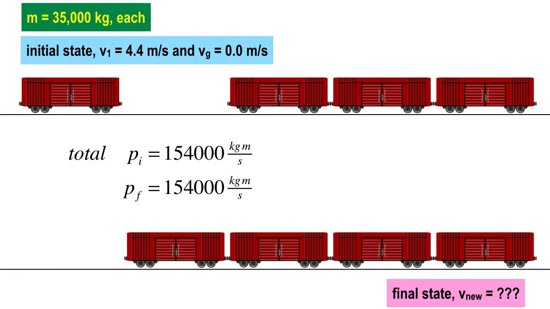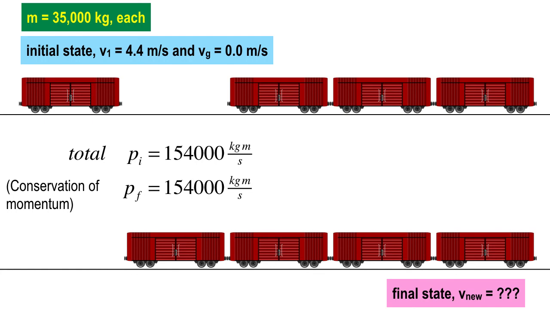The total is 154,000 afterwards, P subscript F, 154,000 kilogram meters per second, and that's by conservation of momentum. That's the principle that allows us to say that if there are no net external forces, i.e. no friction, then you're going to have conservation of momentum. Now, the other thing, we're trying to get the velocity of the string of four boxcars, V subscript new. All right, we're going to do it.